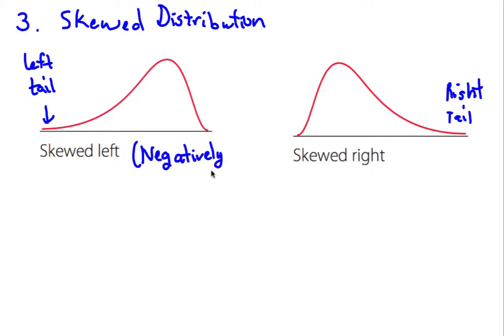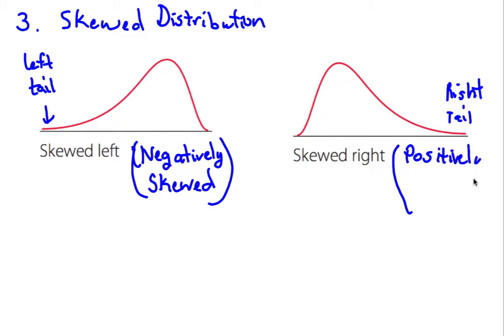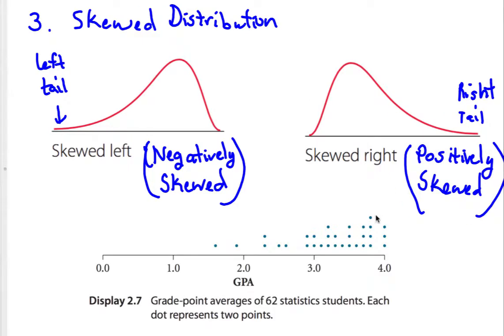Sometimes skewed left will be referred to as negatively skewed, because left is on the negative side if you're thinking about your number line. And right skewed will sometimes be referred to as a positively skewed distribution, again because on a number line, the positive direction is to the right. So let's look at this dot plot. Here we have some data, and it appears that this data is tailing off to our left, so we would say this is skewed left.